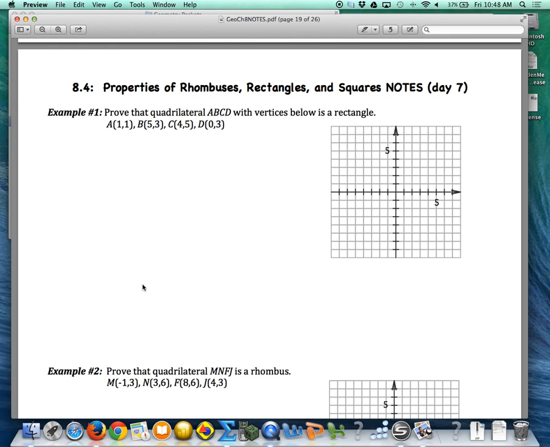Okay, so prove that the figure is a rectangle. So first thing that I want to do is I want to graph this. So right now, do that.